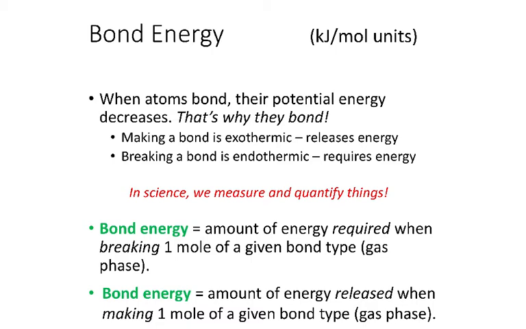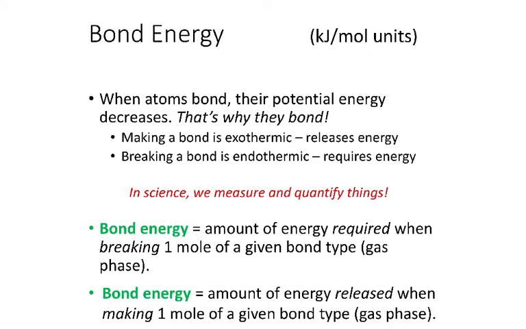So the reactant would be two separate atoms. The product would be two atoms bonded together. It lowers the energy, so that means that it's exothermic and it releases energy. Which means breaking a bond requires energy. Breaking a bond is endothermic. You have to put energy into it to break it.